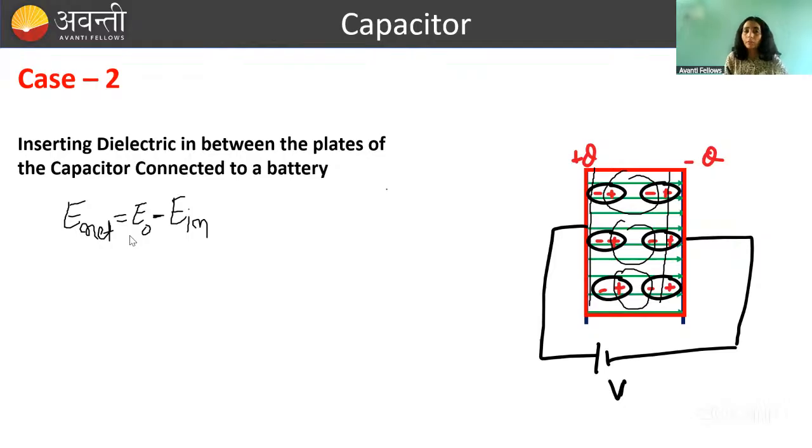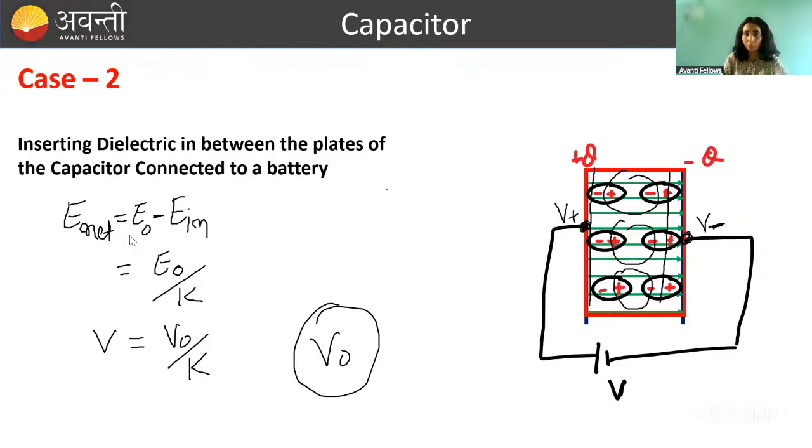And if you see here, then you will say that कि चलो calculation के बाद E net will be E naught by K, and then you will try to reach the conclusion that potential finally will be V naught by K. But this is not going to be the case. क्यों? क्योंकि this battery will make sure that this plate is always at V plus and this plate is always at V minus. So potential difference between the plates will always remain V naught. It is not going to change from V naught.